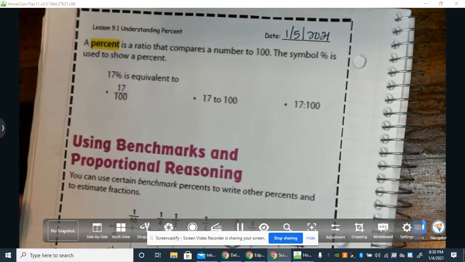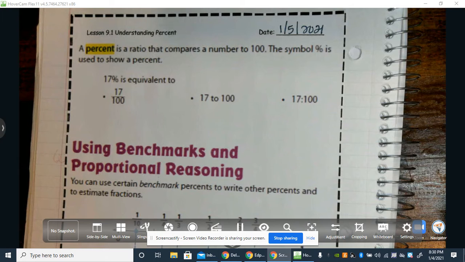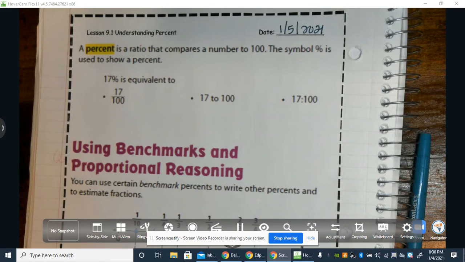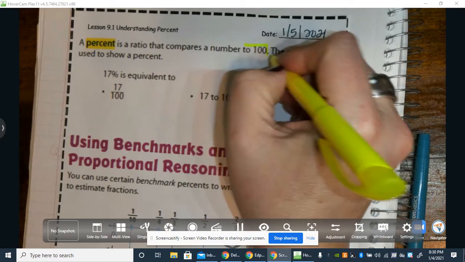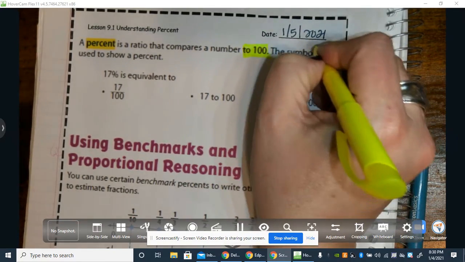So, first definition: a percent is a ratio that compares a number to 100. The percent symbol is used to show percent, so it's comparing a number to 100. This is very important. And then you have your symbol here.